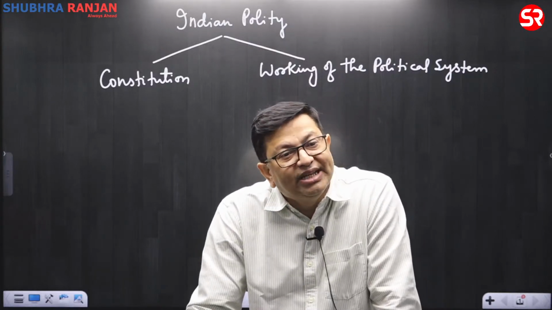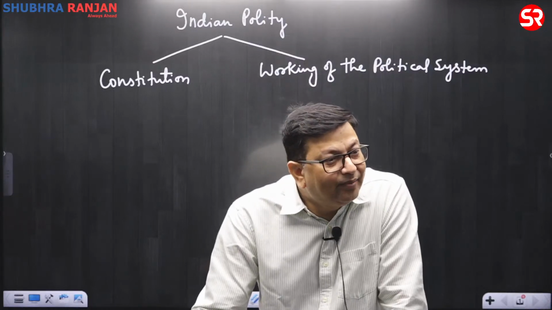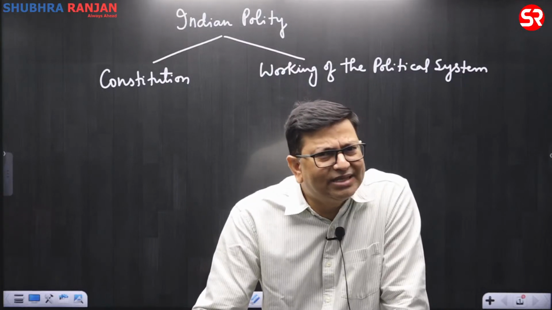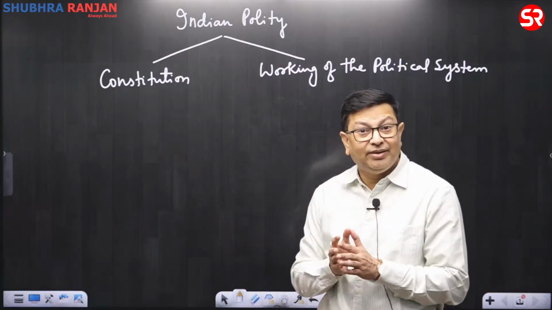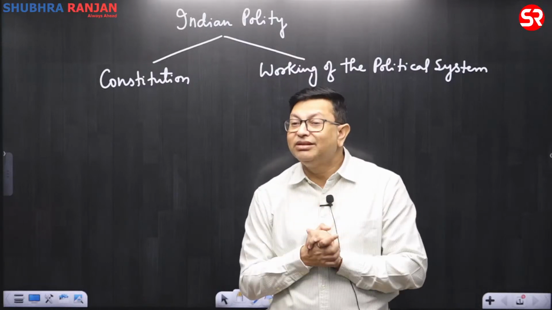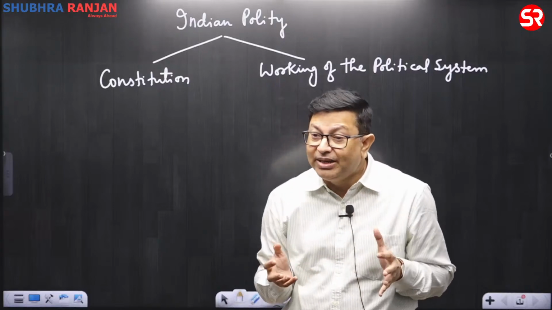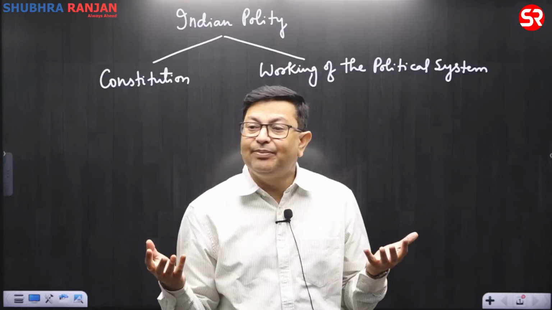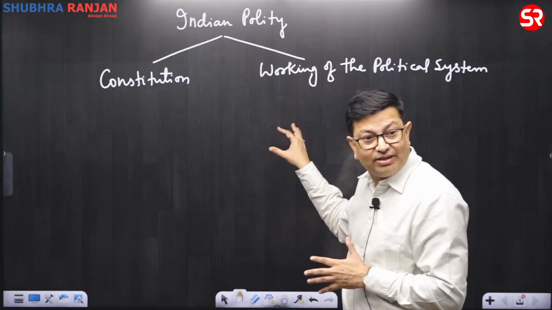For example, if we discuss the union executive, we will be discussing the president, the council of ministers, and the attorney general. That is the constitutional aspect. But what is the role of the prime minister? Whether the prime minister is the primus inter pares, the first among equals, or he is more than that. Such issues are part of the working of the political system.